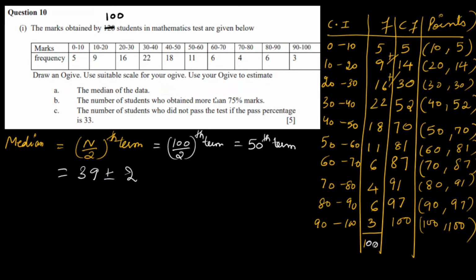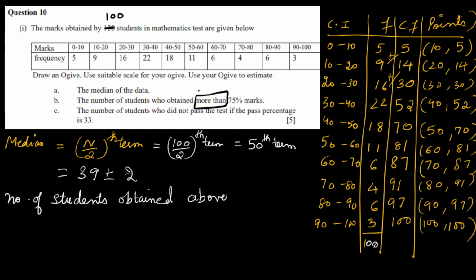Now let's see the number of students who obtained more than 75% marks. So we have to find the number of students who obtained above 75%. More than means above 75%. So how to find?